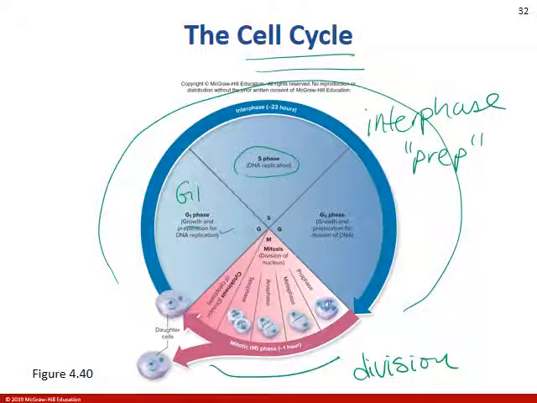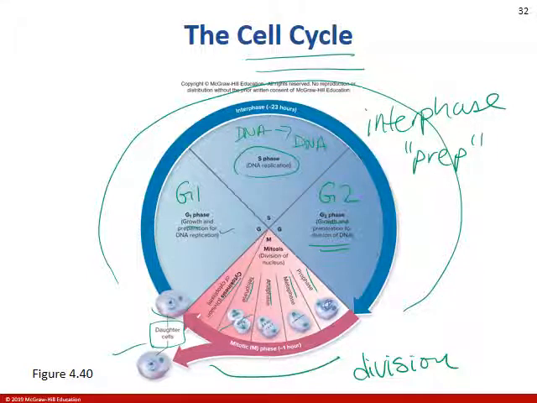S phase is where we actually copy the DNA. So we take DNA and we copy it so that we have 2 copies of all of the DNA. And then G2 phase is where we're going to continue to grow and we get ready. We put everything in place for division. Then in mitosis is where we actually have the phases, and they're listed here: prophase, metaphase, anaphase, telophase. And then cytokinesis happens where the cell actually splits, and now you have 2 daughter cells.